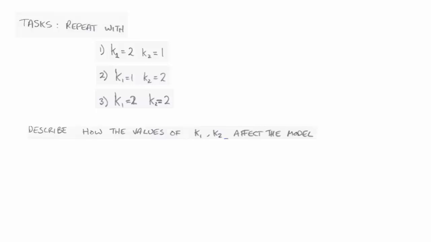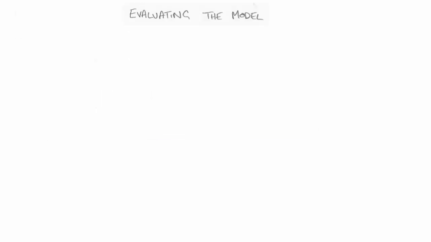So the task I have for you is to write those code files yourself and then repeat the simulation but with different values for the rate constants, because what I want you to do is be able to describe how the values of K1 and K2 affect the model.